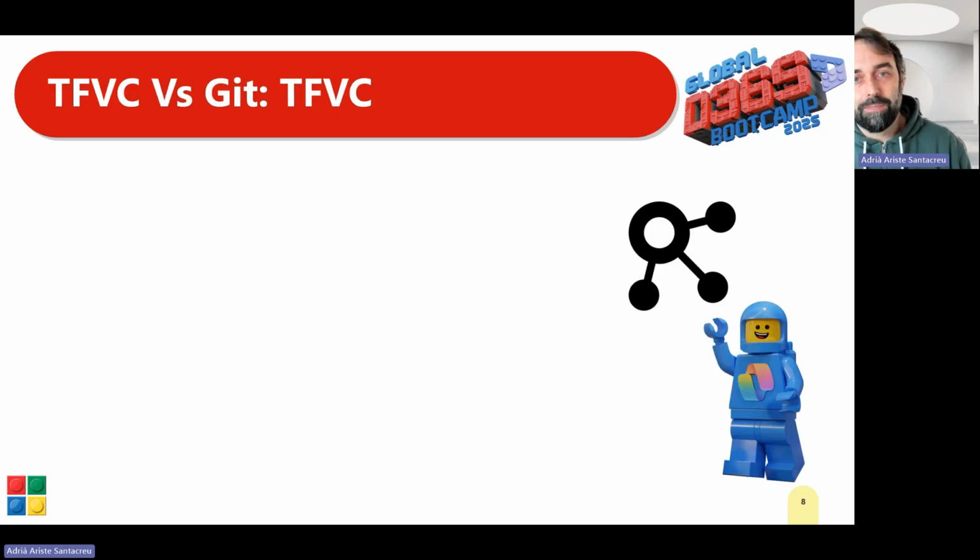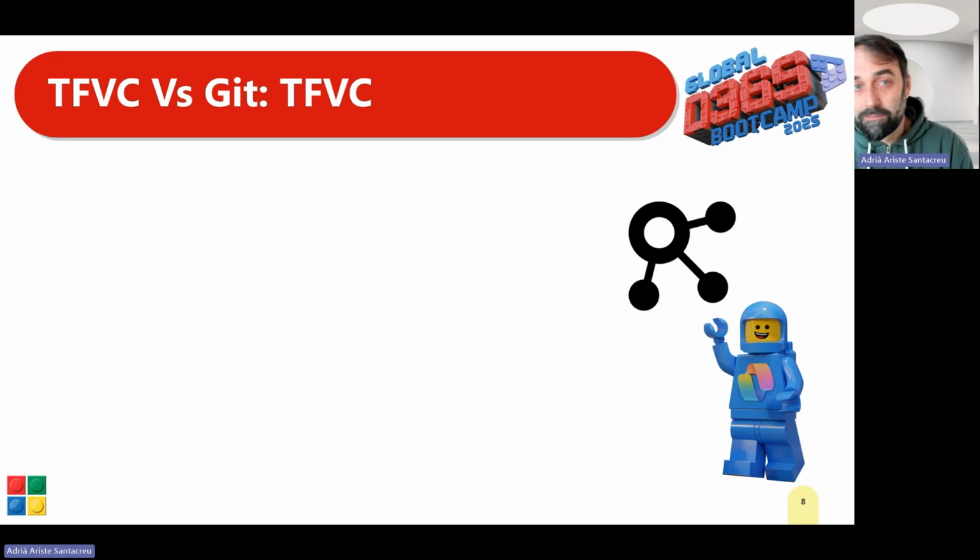Next, we will talk about TFVC versus Git. I will start with TFVC, which has been almost the default or the most used version control until, I would say, the last 1-2 years.